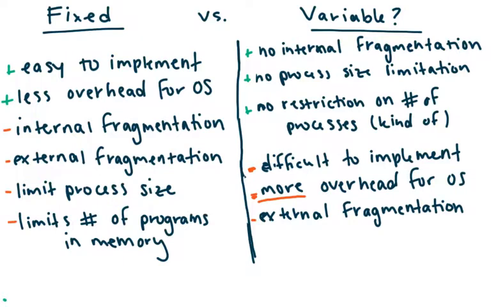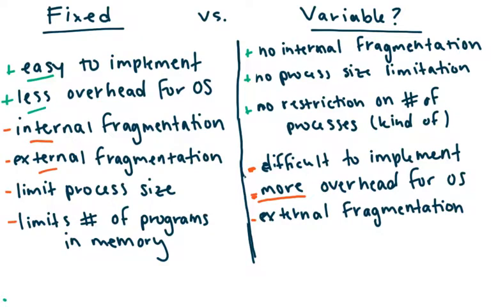For fixed partitioning, the advantages are that it's very easy to implement and has less overhead. However, we already saw that it can cause internal fragmentation. It can also cause external fragmentation. It limits the process size. If you have those fixed blocks and the largest block in your scheme is only 10 kilobytes, and a process comes in that needs 20, you can't fit that process ever. It also limits the number of programs you can have in memory. You have a fixed number of partitions, and therefore a fixed number of programs in memory.